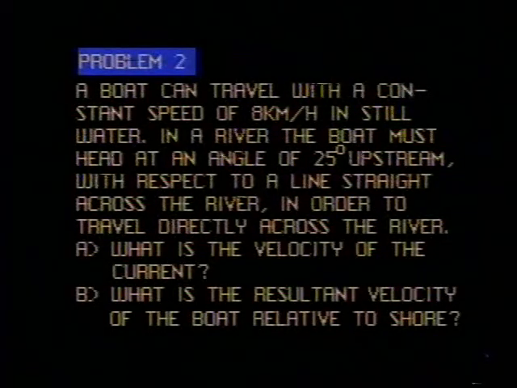Let's first take a look at that boat. Our boat must head directly across this flowing river. In order to do so, we're told that the boat must head upstream. We're going to watch the motion of this boat in two parts. First, we will turn the current off and watch the motion of the boat in still water. Then we will turn the motor of the boat off and watch the motion of the boat as it simply floats with the current.